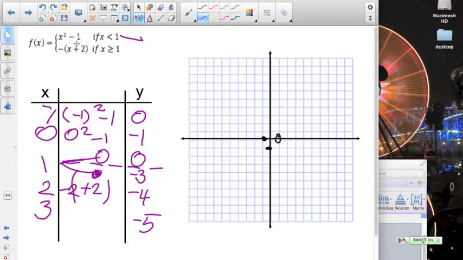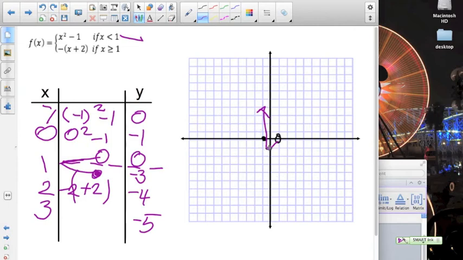This is a parabola, so I'm going to connect it as such. Whoa. I think we should try that again. Let's see, is that better? That's a little better. Alright, that's as good as it's going to get today. I'll try and practice a little bit more. We'll practice more, don't worry.